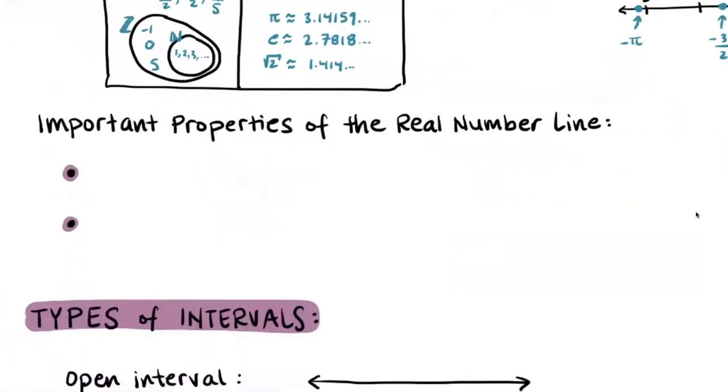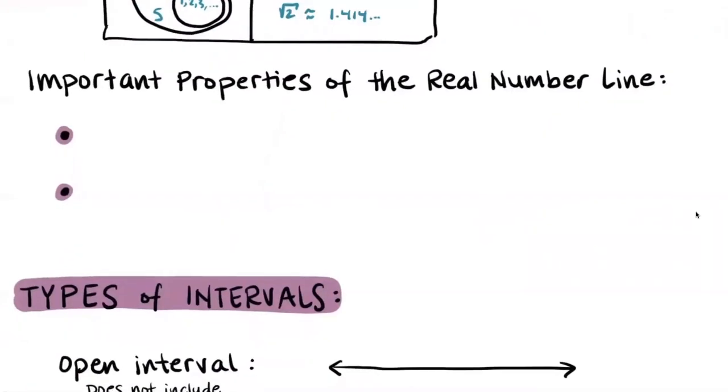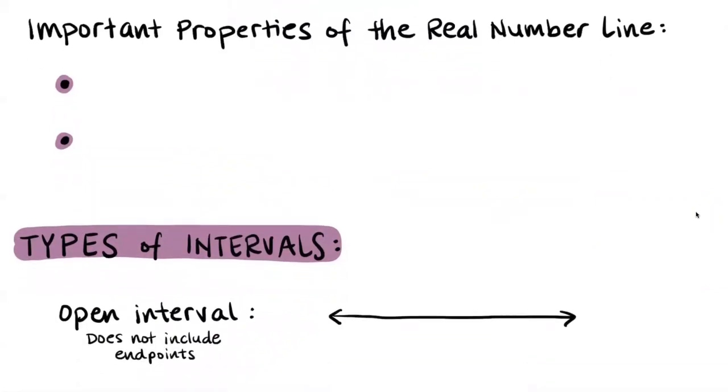Some important properties of the real number line. Important properties of the real number line are, 1, that it is ordered. Like we just saw, it has a sense of direction and an order. The numbers aren't randomly placed. They go from smallest to largest is what I mean. That's a better way to say that. Another important property of the real number line is that it helps us to represent solutions to things called inequalities. So it's a nice picture.